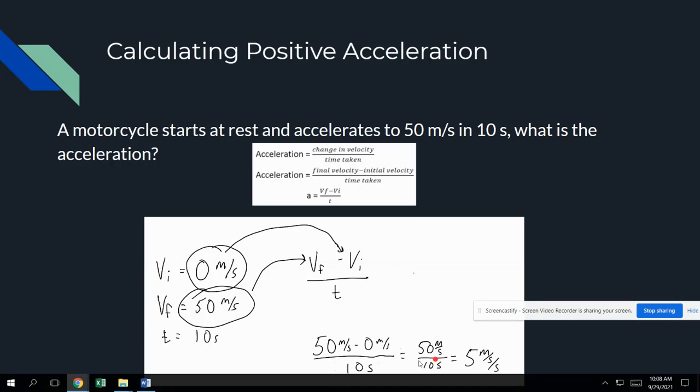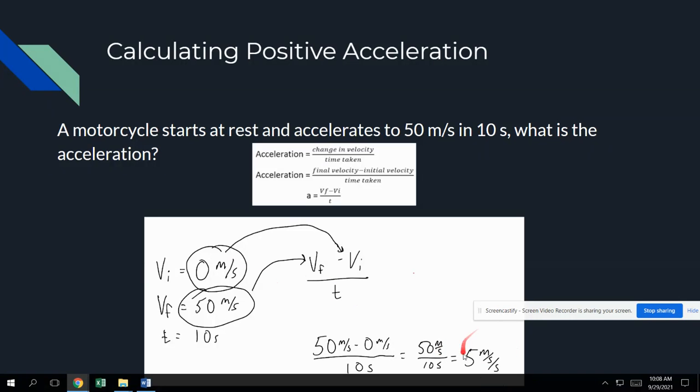So I have 50 meters per second divided by 10 seconds. My answer would be 5 meters per second every second. So what these units are telling me is that I'm increasing my speed. It's positive acceleration. It's a positive number. I'm increasing my speed by 5 meters per second every second. All right. So that's what acceleration is telling me.